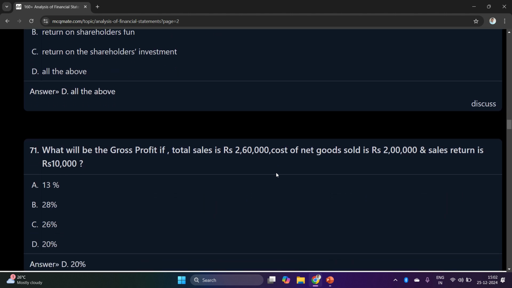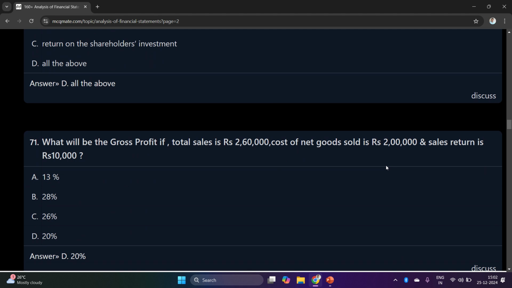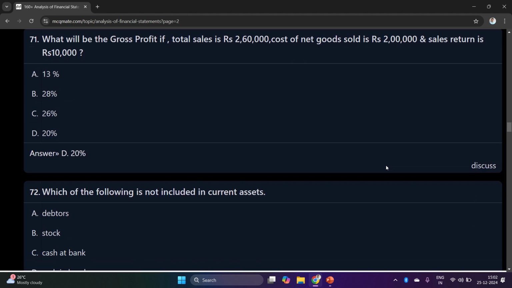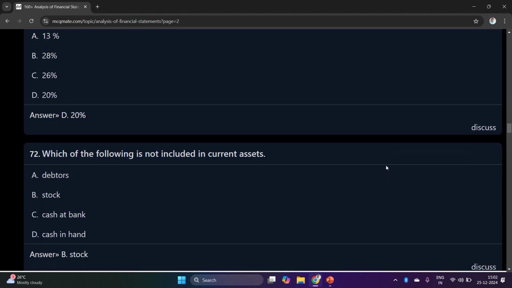What will be the gross profit? Total sales less the cost of goods sold is sales return of 10 lakhs. 50,000 by 2 lakh 50,000, 20%. Which of the following is not included in current assets? Stock.